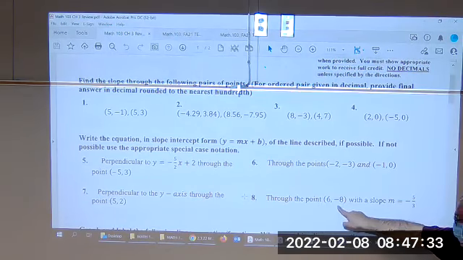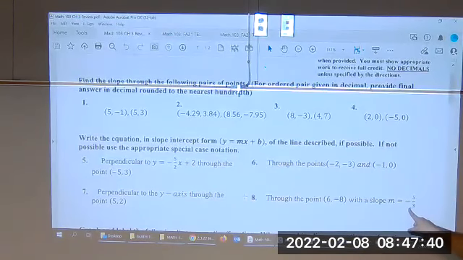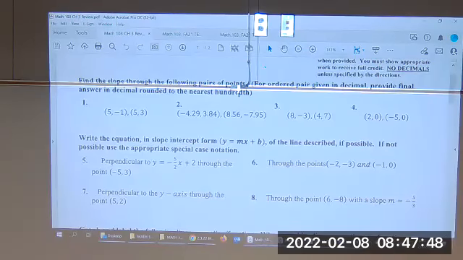Here, through this point, and you're just given the slope. Step one, you got to find the slope. I found it. So on the warm up, you're not given the slope. You must find it.